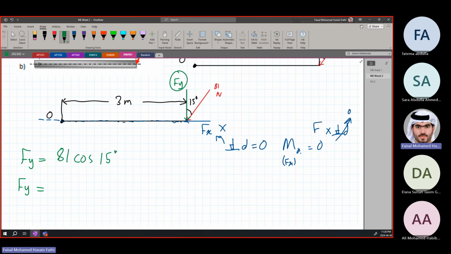Oops, my calculator is in radians. One second. Degrees. 81 cosine 15 is going to be 78.24 newtons. So Fy is 78.24 newtons, and this is the force we are looking at now. This is the component of the whole force that is causing a moment at O.